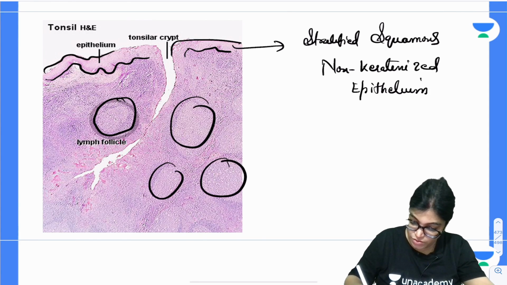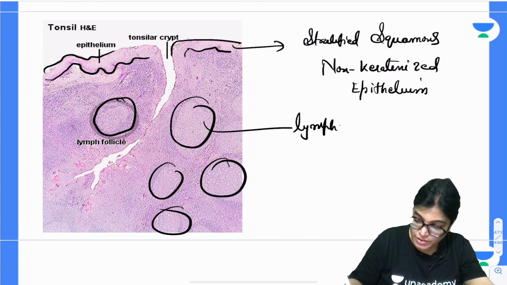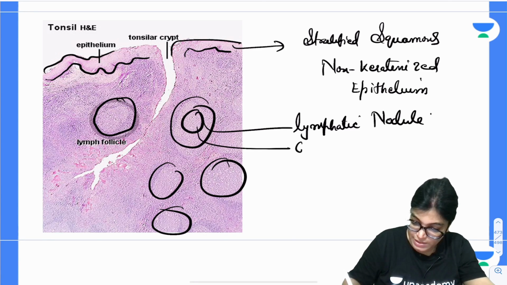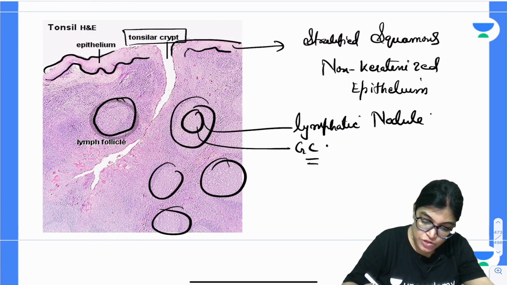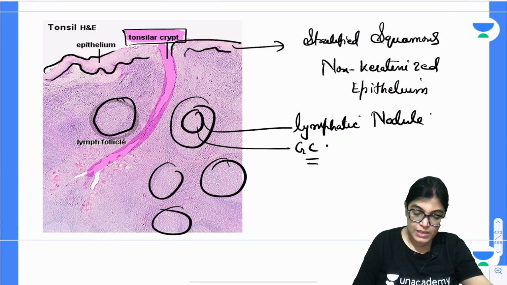Lymphatic nodules, so many lymphatic nodules. These are lymphatic nodules. The lighter stained area is the GC. What is it? GC, germinal center. And also a very nice deep trench which you are seeing, this is the tonsillar crypt. So these are the features for identification of the tonsil slide.